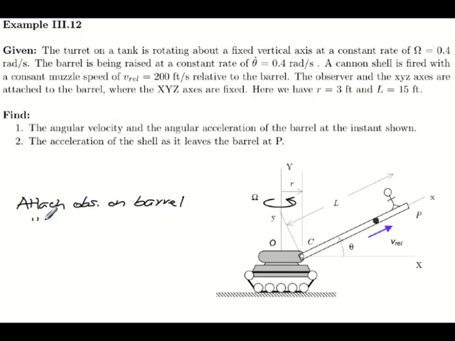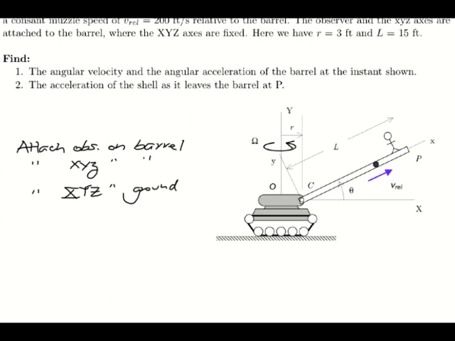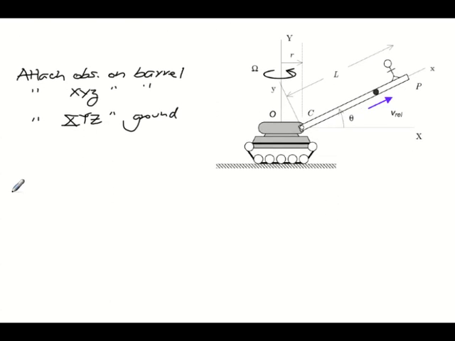We're going to attach lowercase xyz on the barrel, and then have a second set of axes which are going to be fixed. Big XYZ is going to be fixed onto ground. In other words, it's fixed. So the first thing we need to do is find the angular velocity of the observer.